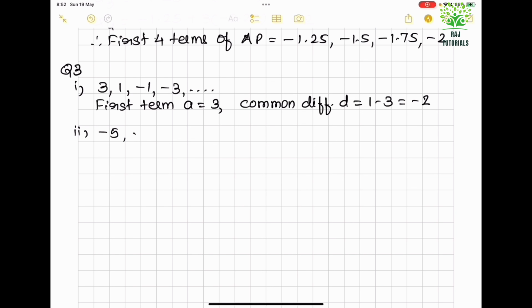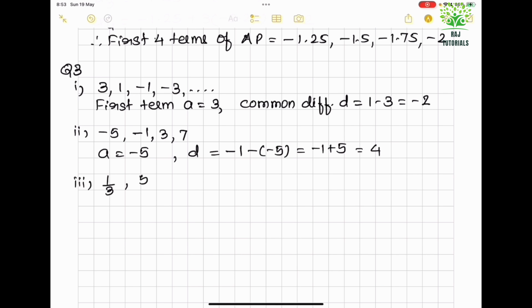Second is -5, -1, 3, 7. So a equal to -5, d equal to -1 minus of -5. So it will be -1 plus 5, so 4. Third one, 1 by 3, 5 by 3, 9 by 3, 13 by 3, and so on. So a is 1 by 3, d is 5 by 3 minus 1 by 3. So that is 4 by 3.